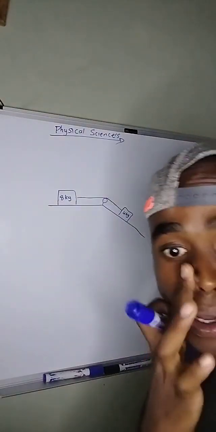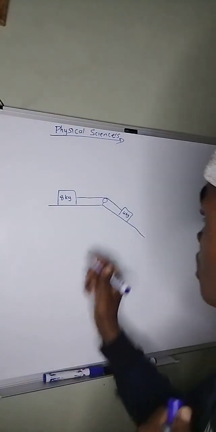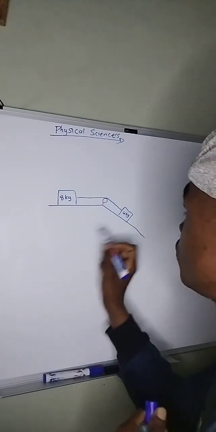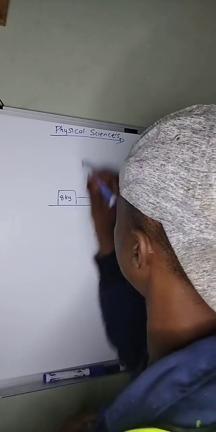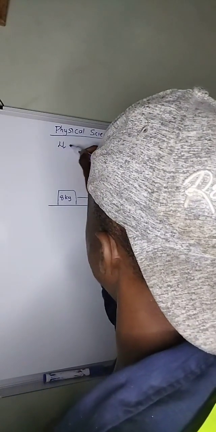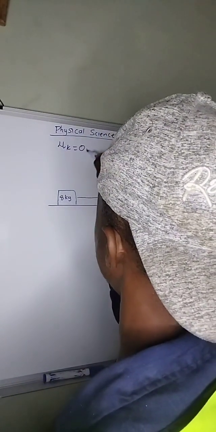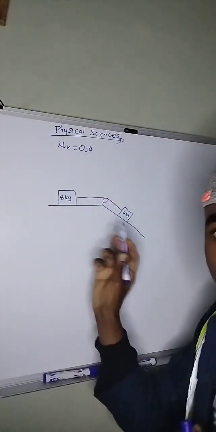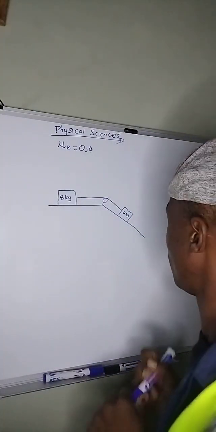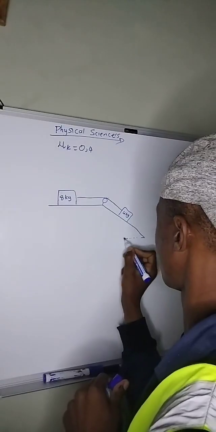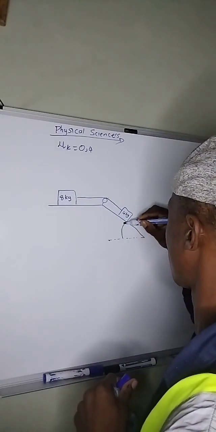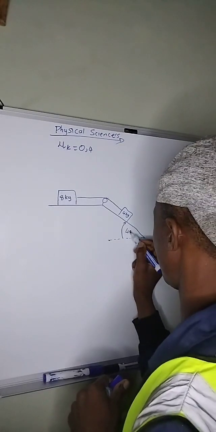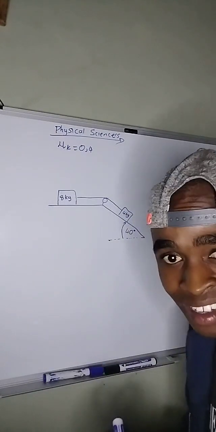So okay, the coefficient of the kinetic friction for both blocks, let me say UK, is going to be 0.4 for both blocks, and the angle here is going to be 40 degrees.